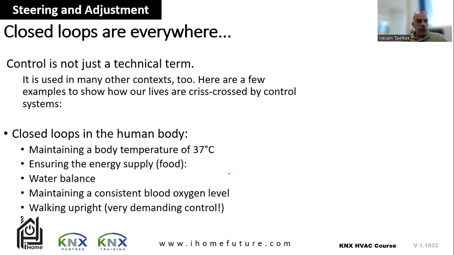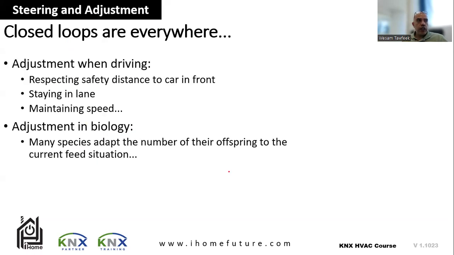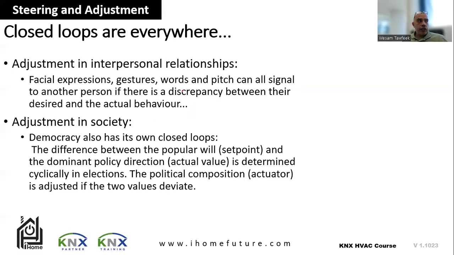Okay, walking upright is very demanding control. This is how our life is. Adjustment when driving, respectively keeping a safe distance from the car ahead. We are doing it everywhere, in driving, in biology, everywhere. This is the closed system. Interpersonal relationships are also a closed system where you adjust with the other people around you. Even in society, it's the same. So democracy also has its own closed loops.